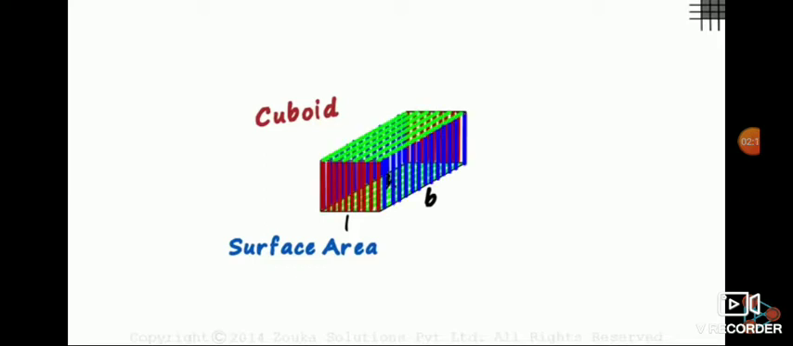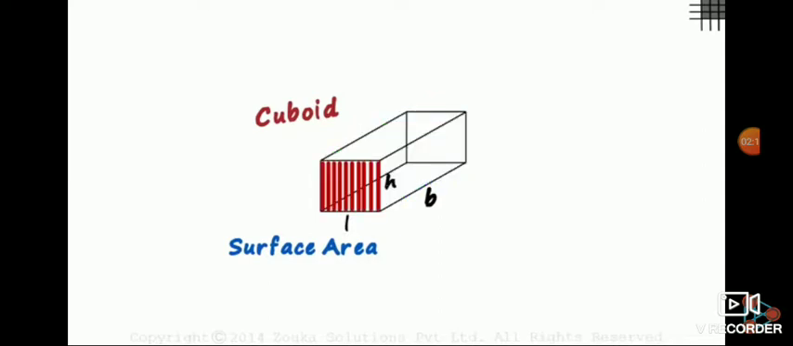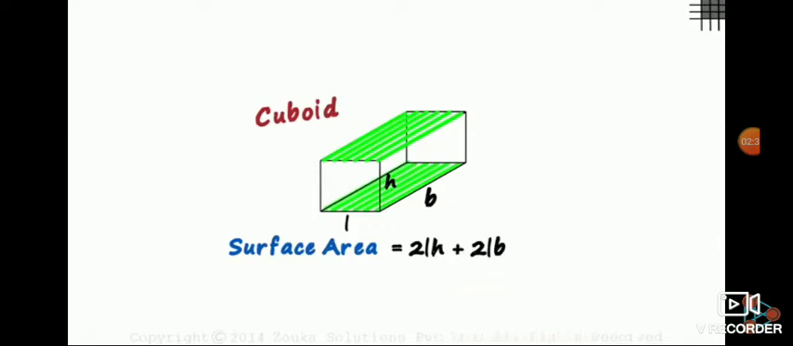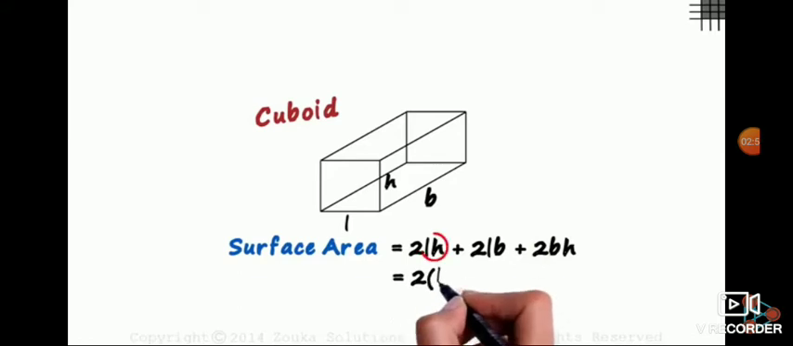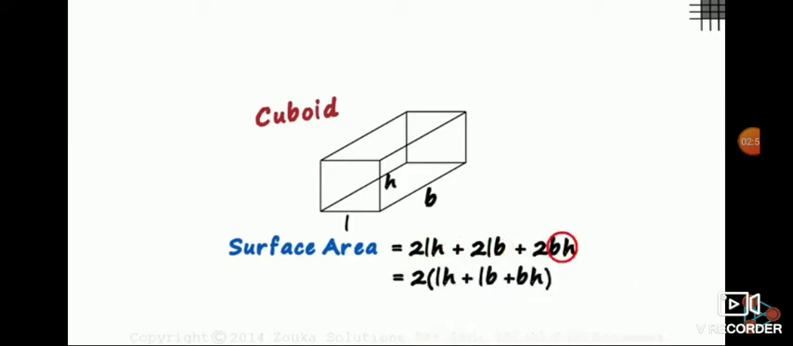A cuboid has 6 surfaces in all, one at the front and one at the back. Their areas will be equal as it has a uniform cross-section. Area of each will be L times H, and the total area of both together will be 2LH. Similarly, the sum of the areas of the faces at the top and bottom together will be 2LB, and the sum of the areas of the faces on the right and left will be 2BH. That's the total surface area of a cuboid. Taking the factor 2 common, we can write it as 2(LH + LB + BH).